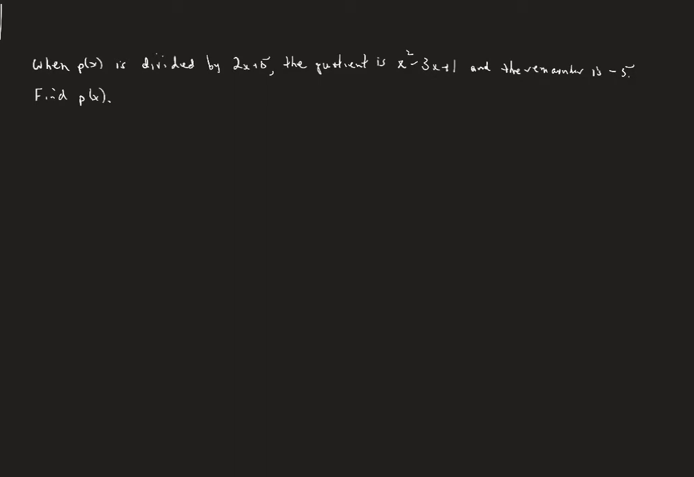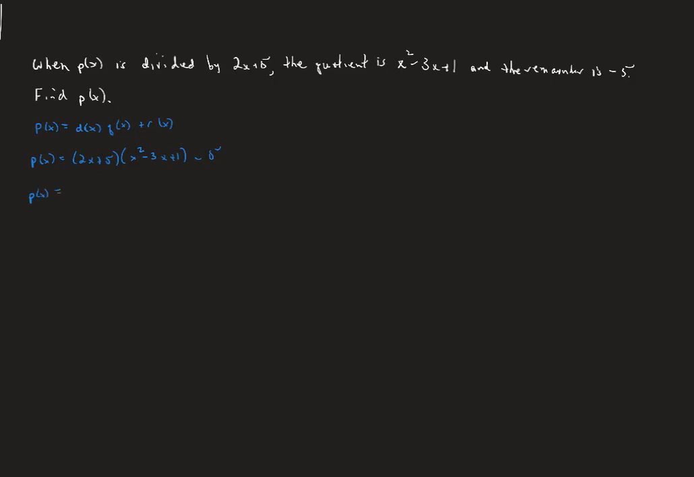So what we're thinking here is, remember, one of the forms we write our division is p of x is going to be the divisor, so I'm going to call that d of x, that thing we're dividing by, times the quotient, and then plus the remainder. And so using that idea, we're going to get that our p of x is going to be, we're going to have 2x plus 5, that's our divisor, what we're dividing by. The quotient is x squared minus 3x plus 1. That's what would have been on top of our division symbol. And then plus the remainder is a negative 5.